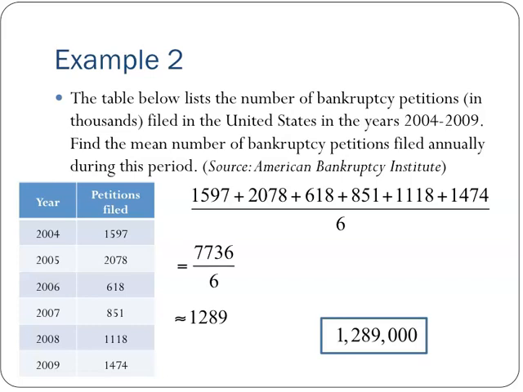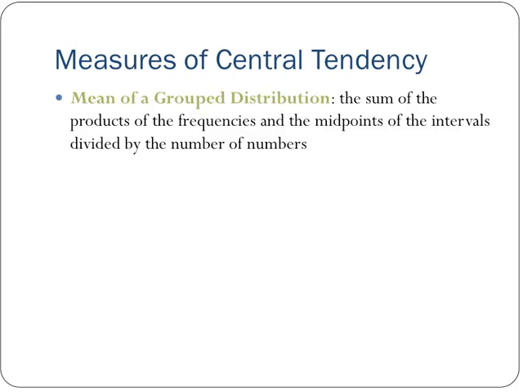Okay, next we have what we call the mean of a grouped distribution. Sometimes you have so much information that you don't want to have to sum up every single data point. So what do we do? Well, this is where it relates back to frequency distributions. Frequency distributions tell you there are a certain number of data points within an interval. Once you have it grouped, then you can actually use that to make it a little easier for yourself.